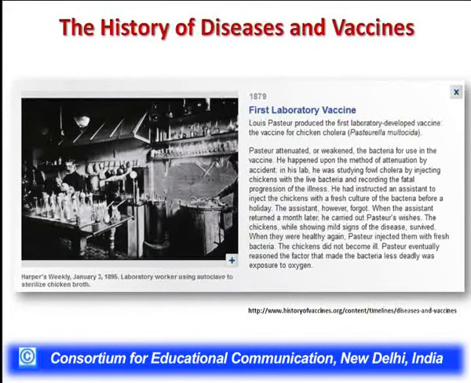But what happened is, over a period of time, as these bacteria were exposed to oxygen, they got inactivated, or attenuated, into a less virulent form. When they were injected into the chickens, the chickens didn't get ill, but they subsequently developed a secondary response to the later infection. So Pasteur eventually reasoned that the factor that made the bacteria less deadly was exposure to oxygen.